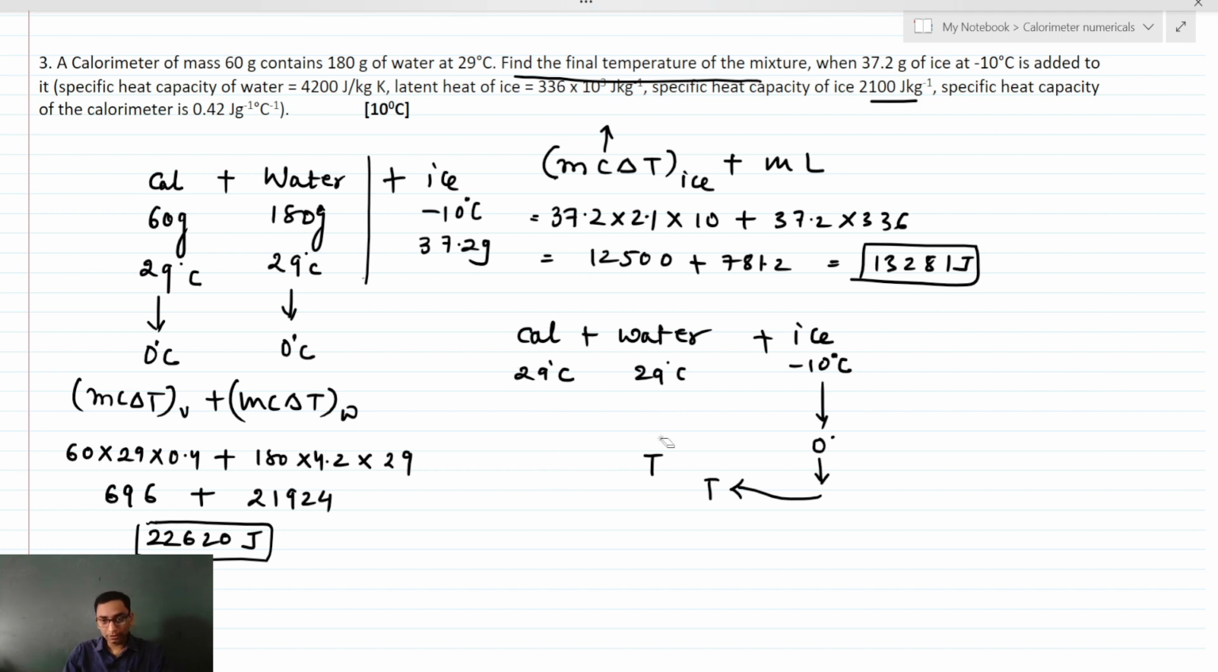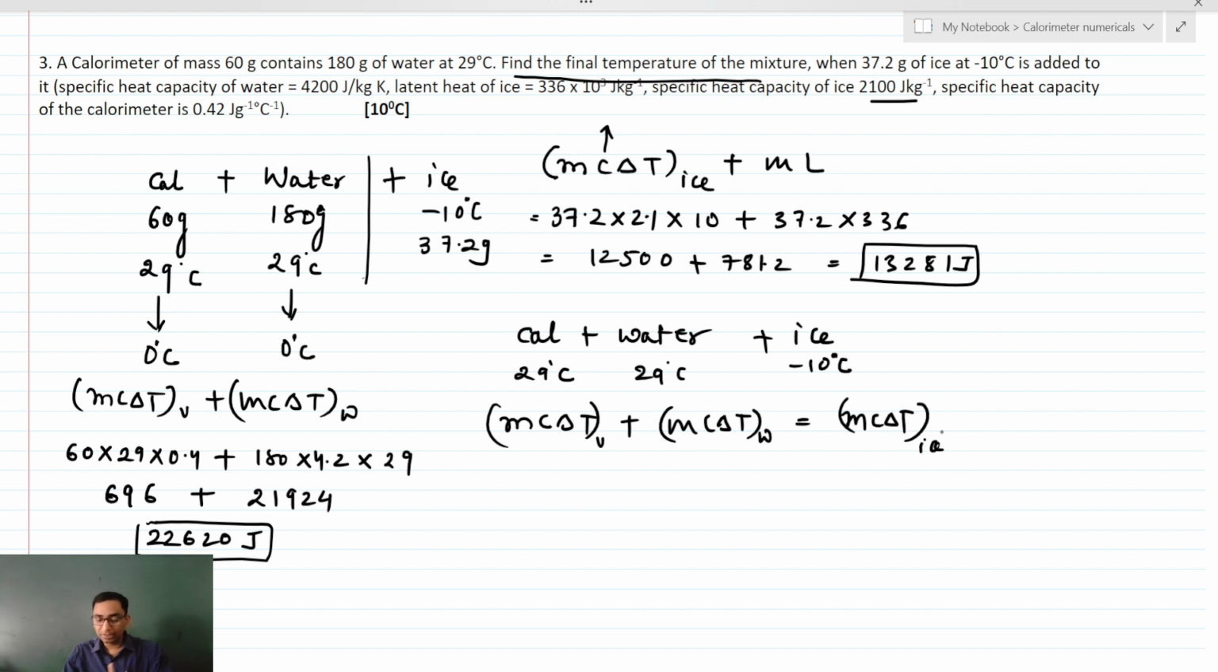So now let us use the formula. mc delta T for the calorimeter, that is the vessel, plus mc delta T for the water, is equal to the ice's mc delta T, because it is going to reach from -10 to 0, then the ice is going to melt, and then the water which is formed, its temperature is going to rise to some temperature T, correct? This is of water, from 0 to T.